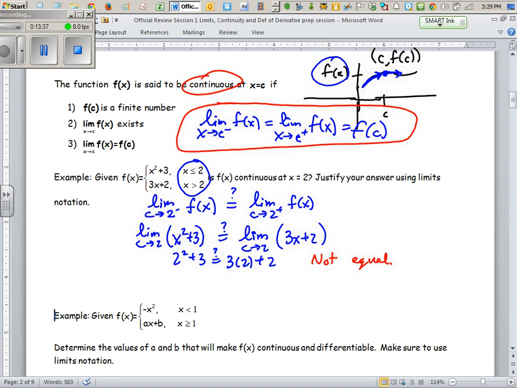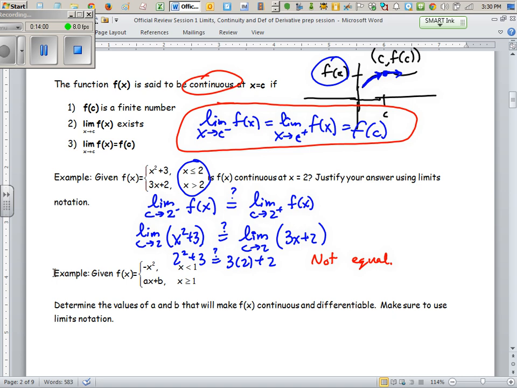Yeah. Okay. Now these didn't come out the same, right? That's 7 and that's 8. So I don't feel any obligation to do the third part of the test where I show that these are both equal to f of c. I'm not going to do that. They didn't equal each other. Well, let's look at the next one. So now we have to choose an A and a B that force continuity and differentiability.